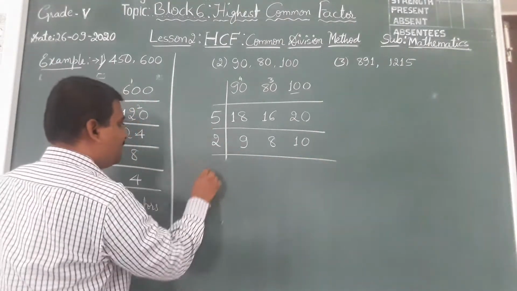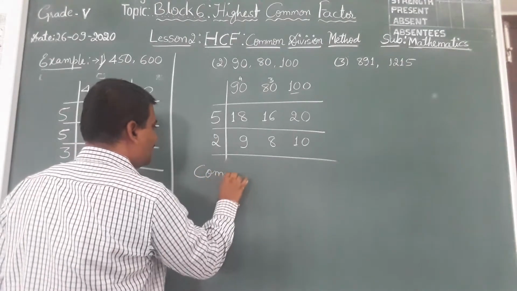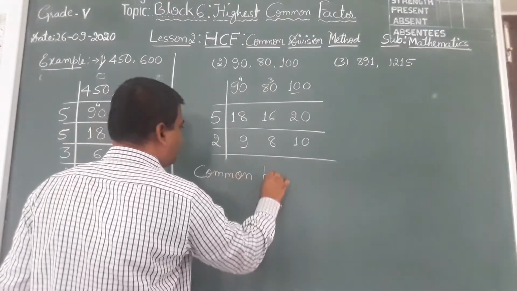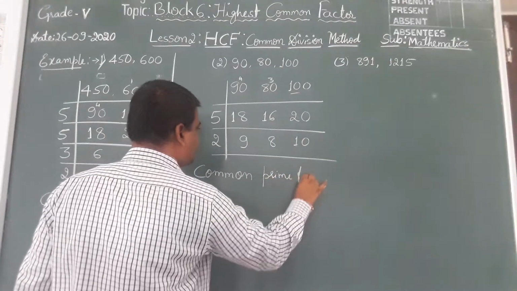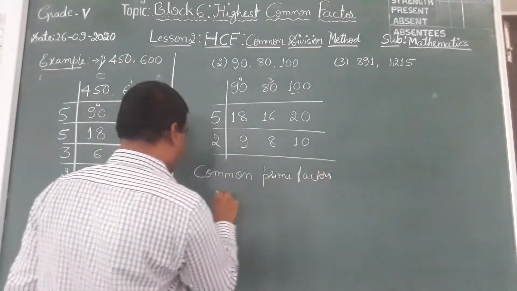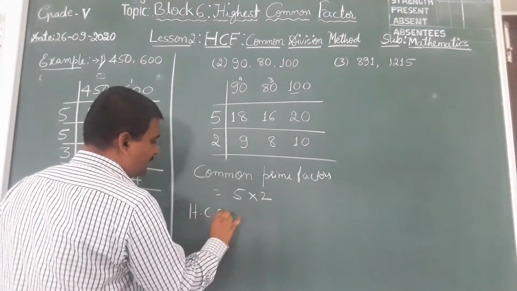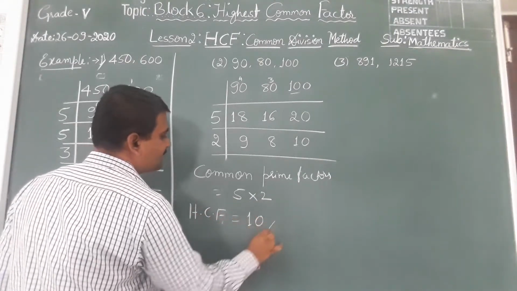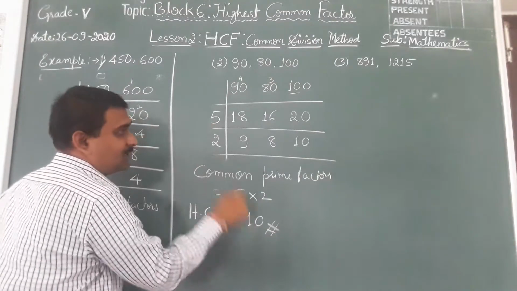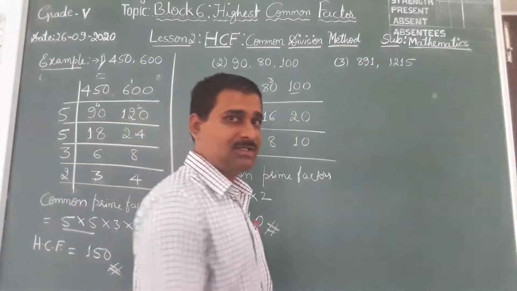So write the common prime factors. Common prime factors are 5. So this is the HCF, children. The highest common factor is 5 twos are 10, right?